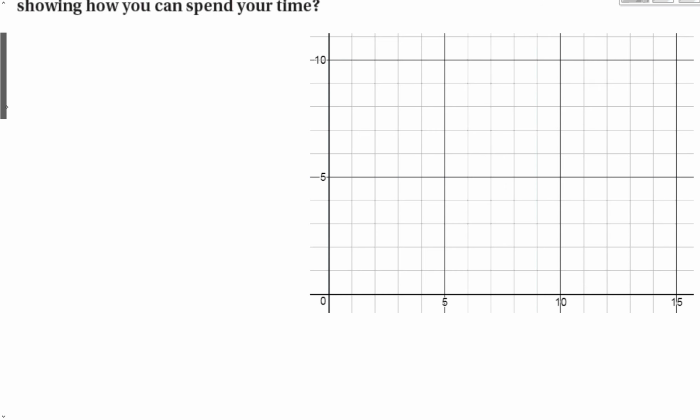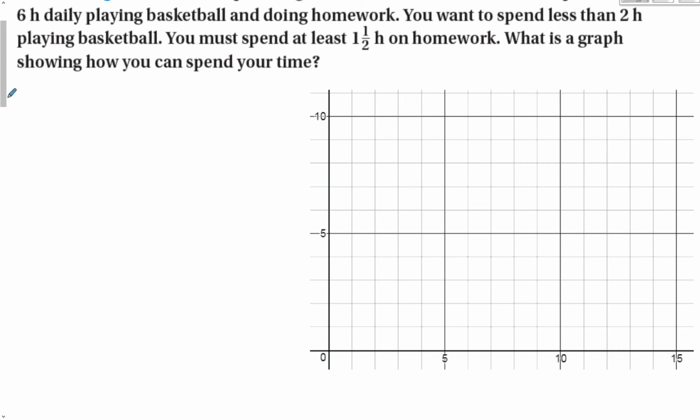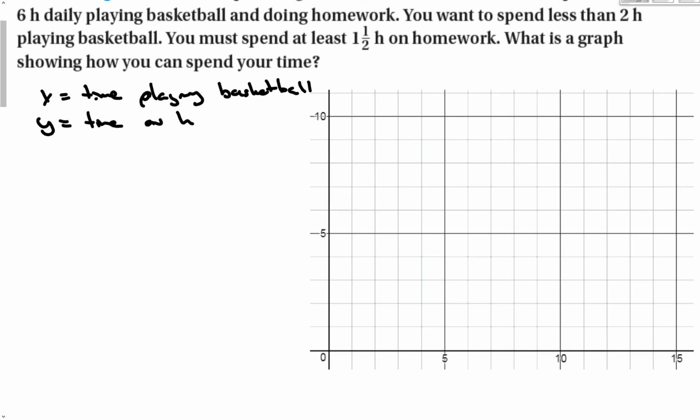So let's get a little bit of room here. Let's keep the question right there. Notice how I only included the positive numbers on the graph, which is normal, because how do you spend negative hours doing homework? That doesn't make any sense. Okay, so let's define our variables. X is going to be time playing basketball. Y, let's call time on homework.